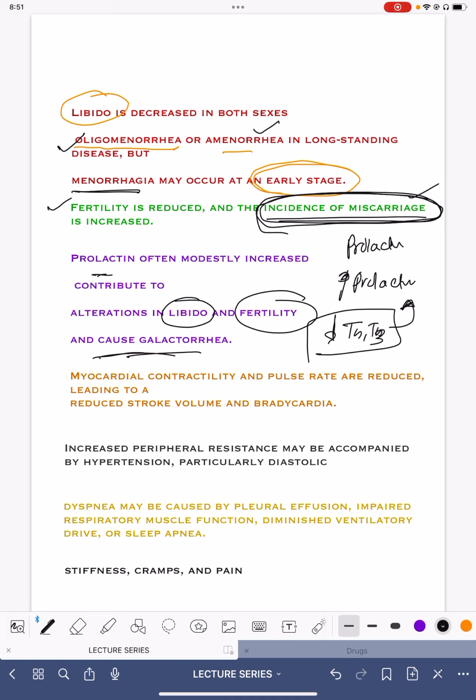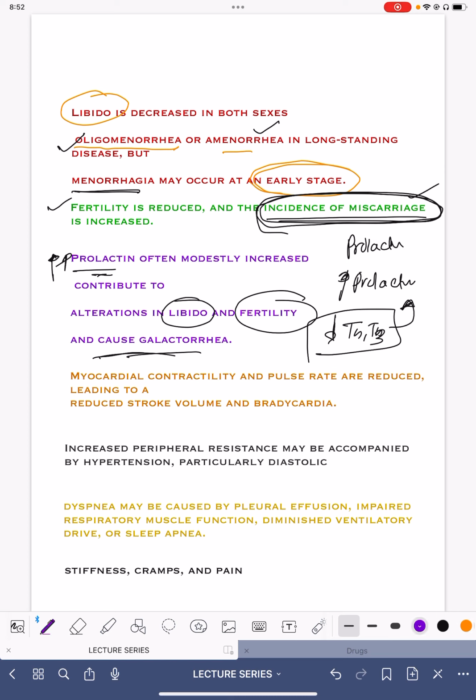Those female patients complain that in spite of not being pregnant, my breasts are full of milk, and I'm expressing more and more milk, which is called galactorrhea, which is seen in patients with increased prolactin levels.